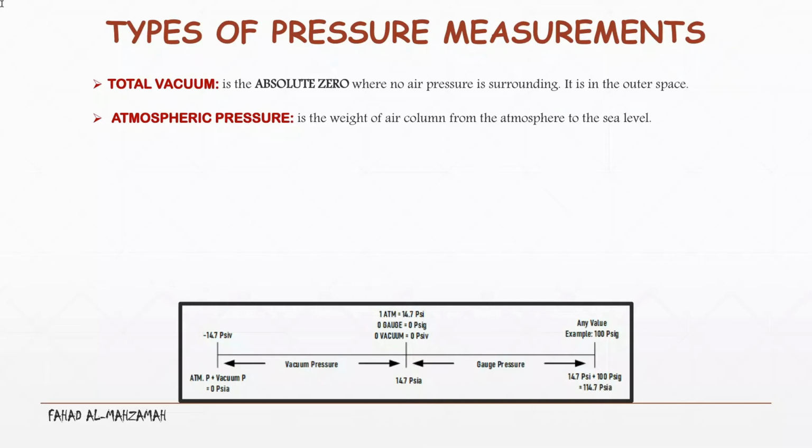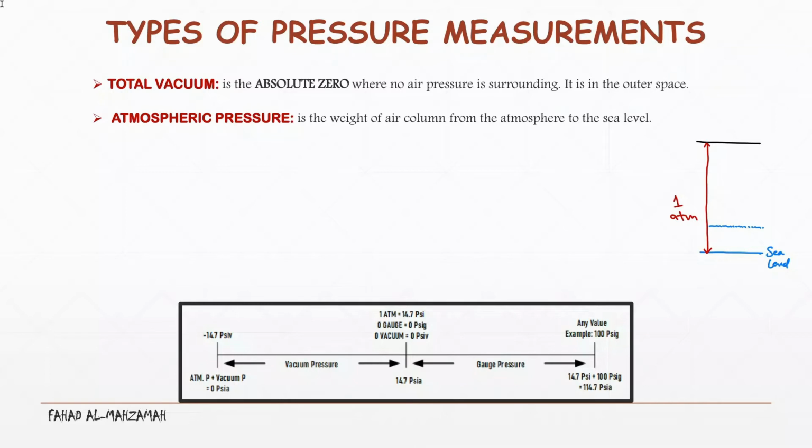So as we go up, suppose this is the atmosphere area and this is the sea level. Now the atmospheric pressure is from the atmosphere up to the sea level. This is exactly one atmospheric pressure. Now if you go up from the sea level, so you become here.